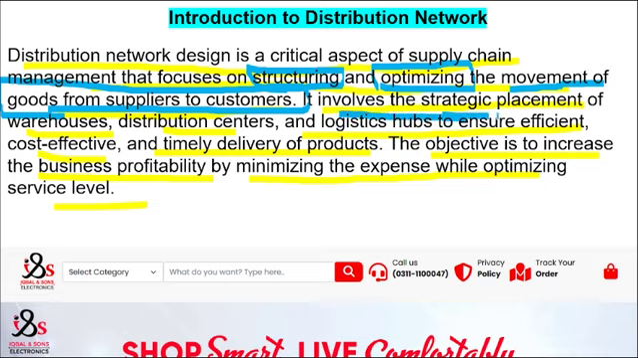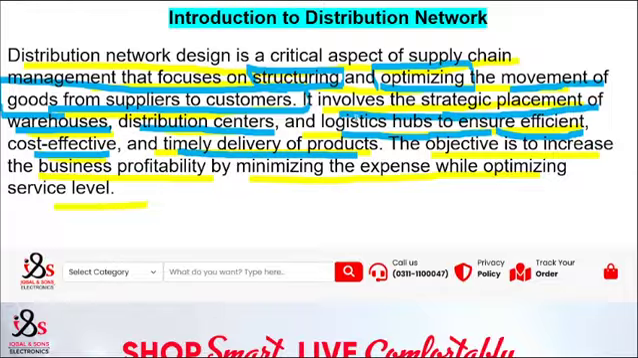It involves the strategic placement of warehouses. So warehouses are part of the structure. Distribution centers are part of the structure. Logistics hubs are part of the structure. What do they do? They ensure efficient, cost-effective, and timely delivery of products. Let's understand this definition. We have divided it into three parts. Well, I think four to five parts.